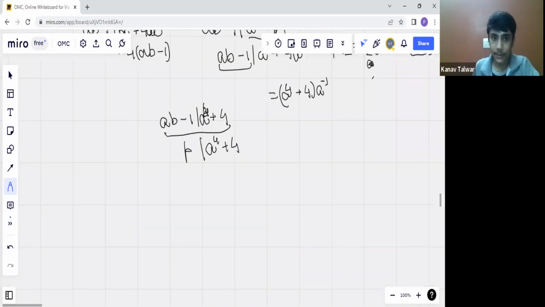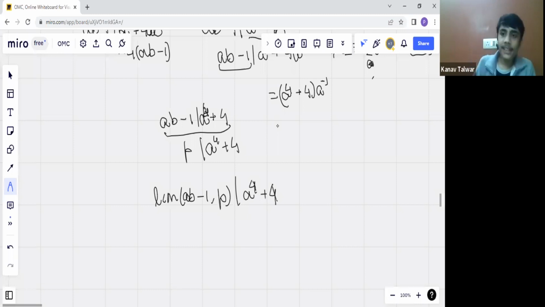This means that the LCM of AB minus 1 and P divides A to the 4 plus 4. So what can the LCM of AB minus 1 comma P be? Like P is a prime. So the LCM can either be P times AB minus 1 or it can be AB minus 1, right?